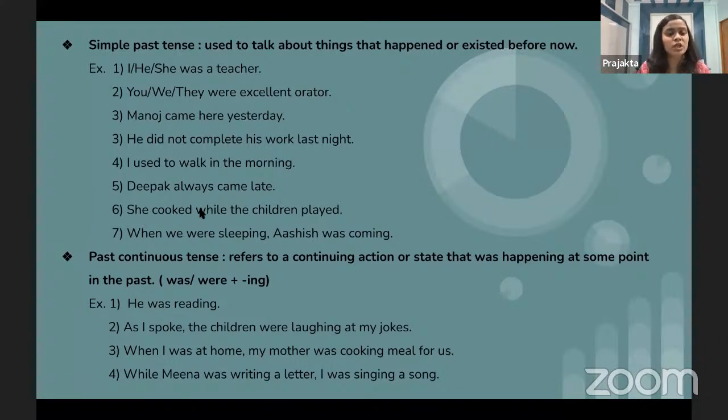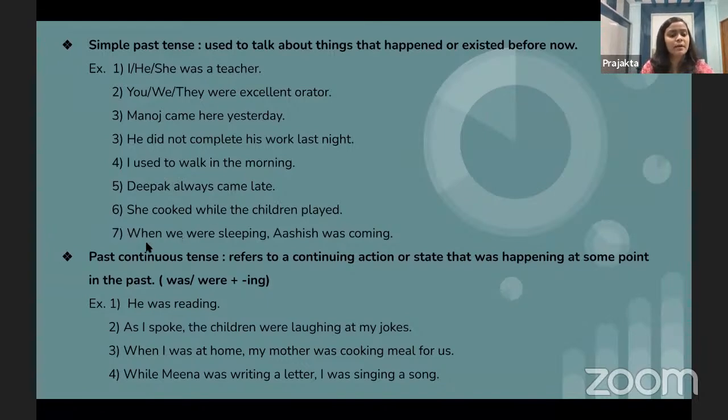See the next example. She cooked while the children played. Okay, she cooked while the children played. See, we are talking about two completed events in the past. So how will we write or say it? She cooked while the children played. Okay, जब बच्चे खेल रहे थे तब माँ ने खाना बनाया. Okay, और या फिर she cooked. Okay, जब बच्चे खेल रहे थे तब उसने खाना बनाया. Okay, two completed events. With completed events, we have joined with while.